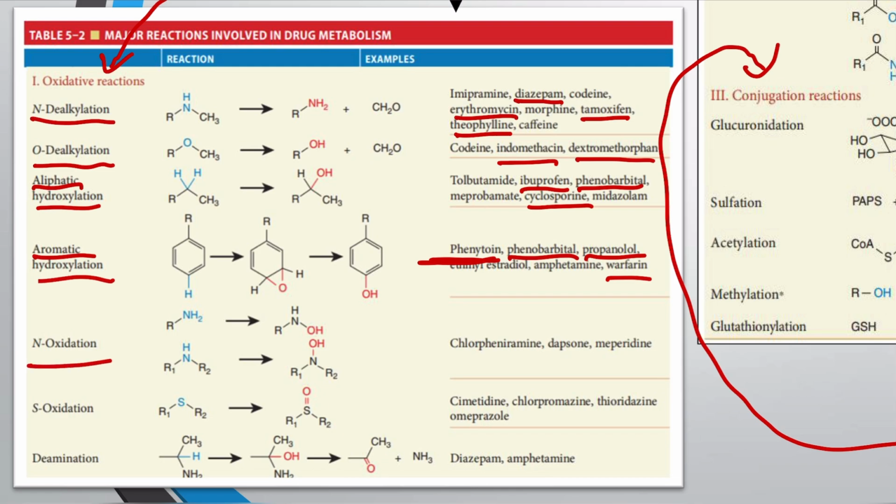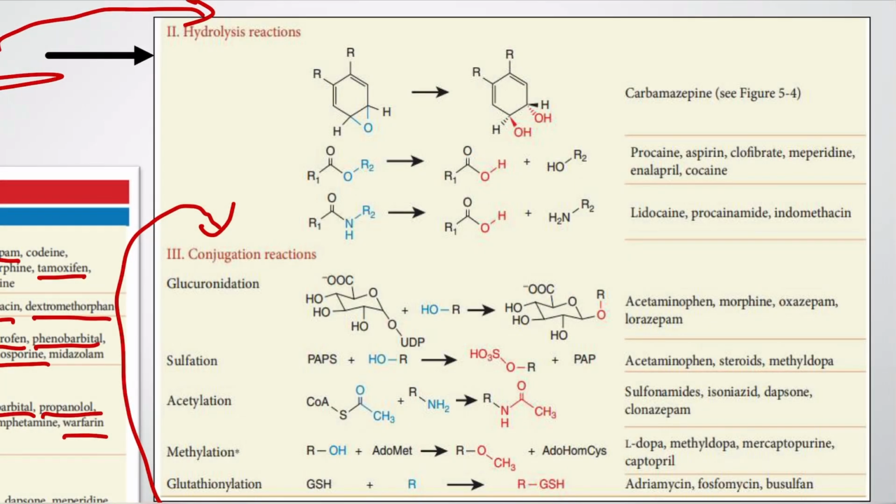Next is N-oxidation, which occurs in the case of dapsone and chlorpheniramine. S-oxidation occurs in the case of cimetidine, chlorpromazine, and omeprazole. Next is deamination, that is the removal of the amino group. It is seen in the case of diazepam and amphetamine. Now coming to the hydrolysis reactions. Hydrolysis is meant for drugs like carbamazepine. Then we have some anesthetics like procaine, then aspirin, cocaine, then lidocaine, procainamide, indomethacin.